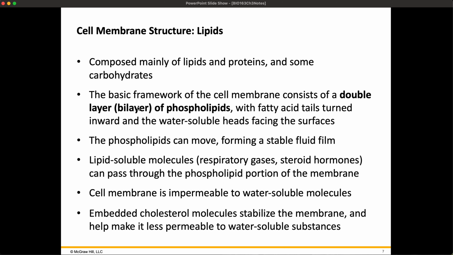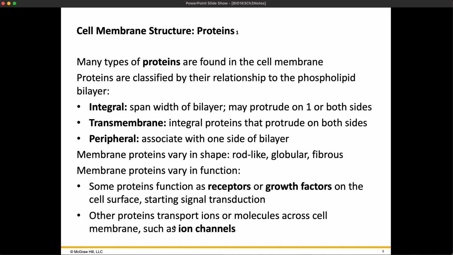Okay, going back through the structure, starting with those lipids. We talked about the phospholipid heads and the fatty acid tails. Lipid-soluble molecules are able to pass through. So respiratory gases and steroid hormones can pass right through that membrane. It's impermeable to water-soluble molecules, though, so water-soluble molecules have to pass through certain channel proteins. And like I said, embedded cholesterol helps to stabilize things.